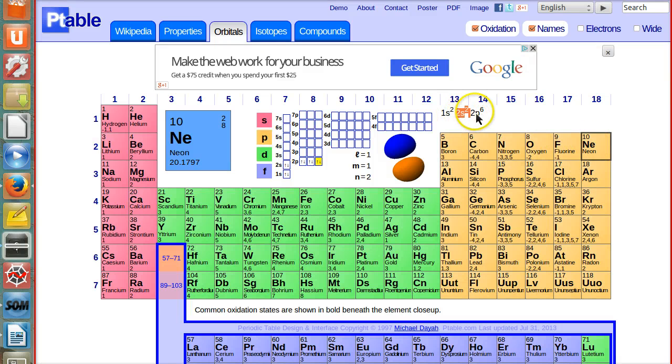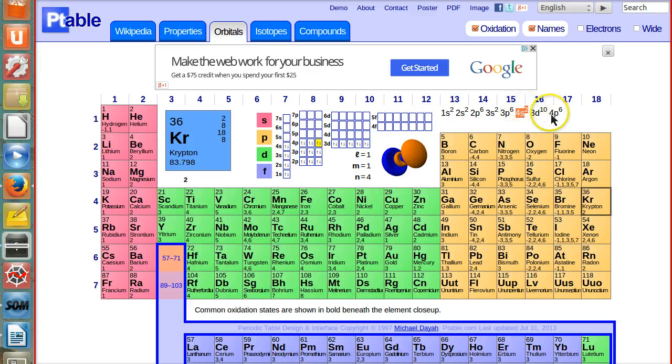I want you to notice something here. What's our outermost energy level here? What's our valence shell? It's shell 2, energy level 2. Look how many there are. 2 and 6. That equals 8. We're neon. Look at argon. 2 and 6. That equals 8. Look at krypton.